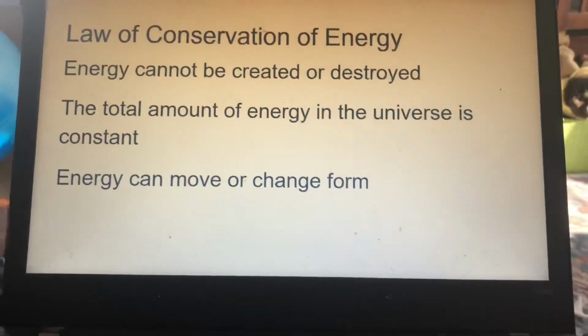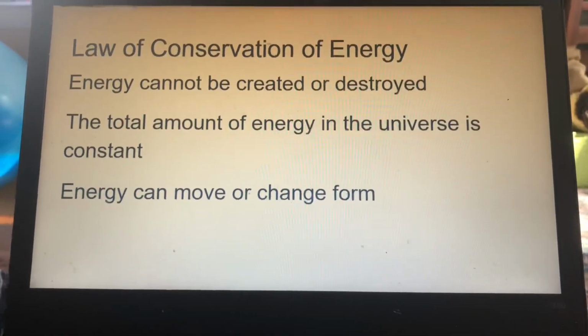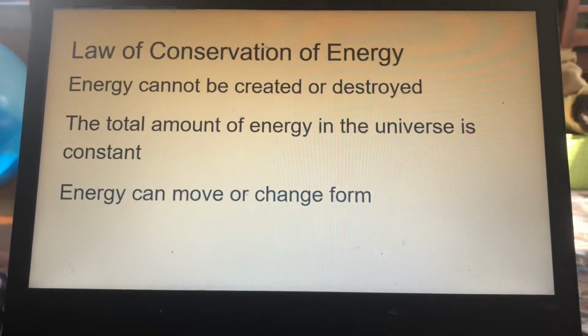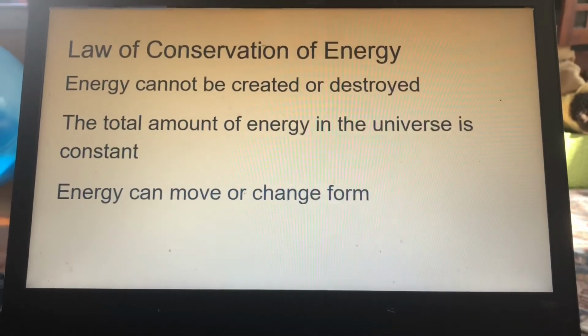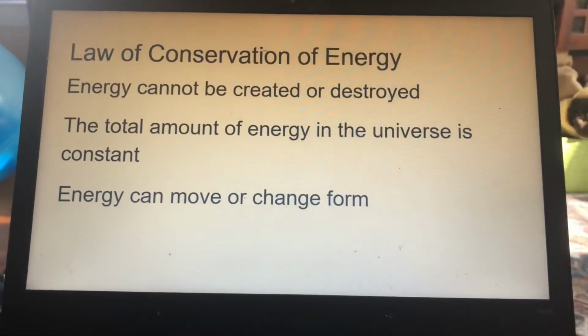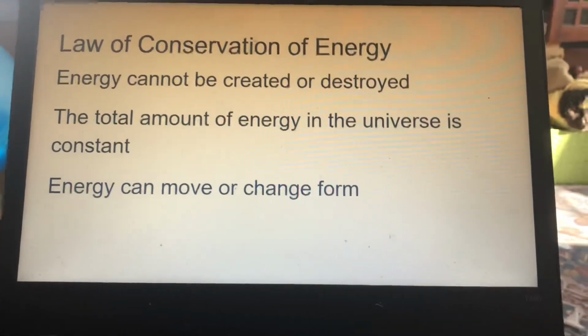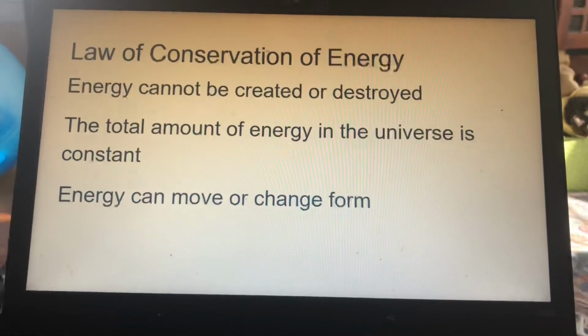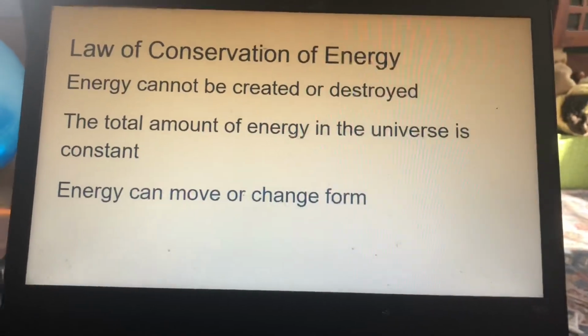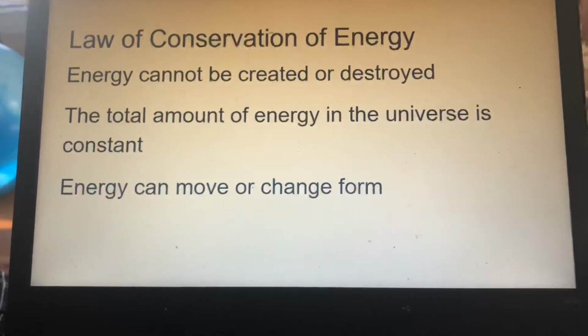Now, as in anything, we must have some rules. And we have the law of conservation of energy, which means that energy cannot be created nor destroyed. The total amount of energy in the universe is constant. We can change it from one type to another, but we can't destroy it. It's always somewhere. Maybe we don't know where we left it, but we always have it.